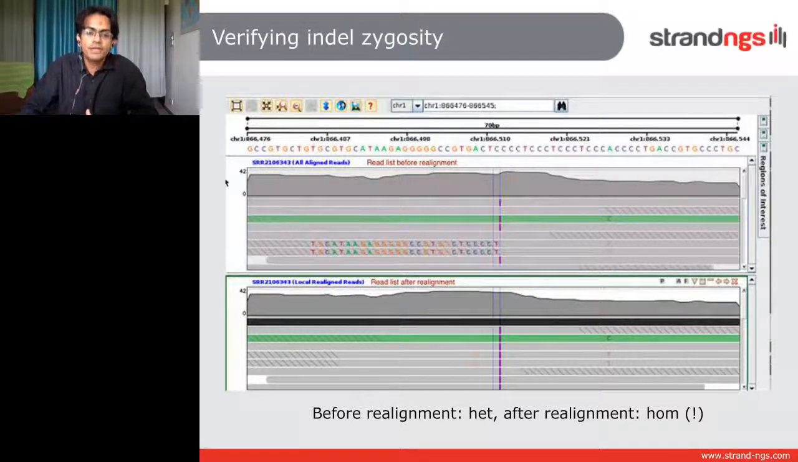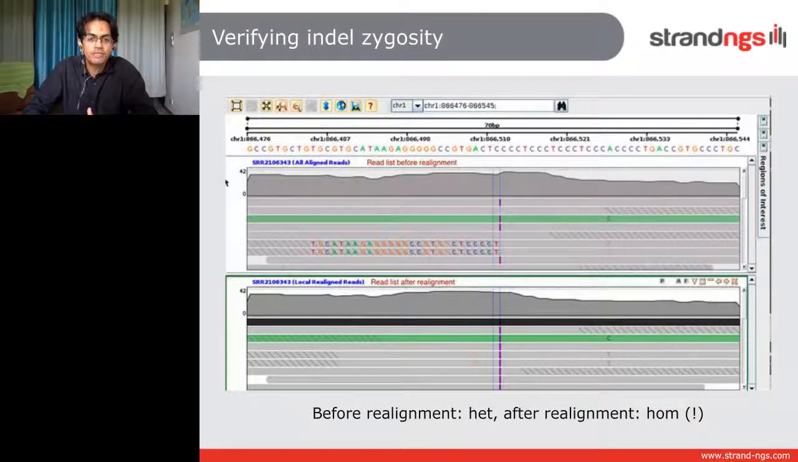But if you actually did realignment here, which is one of the stages in the DNA-seq workflow, you actually see that it's a homozygous variant. So in some scenario where realignment actually was not run, it can be run to verify that a particular indel is homozygous.